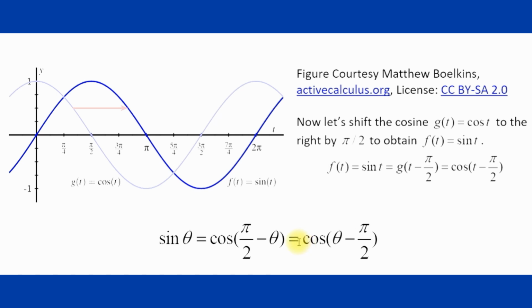Once again, we have the sine function here, the sine of theta, and you can get that by looking at the cosine of theta and shifting it to the right by pi over 2. And remember, when we shift, we put a minus sign after the variable. Theta minus pi over 2 shifts the peak to the right, and in this case it is a peak.